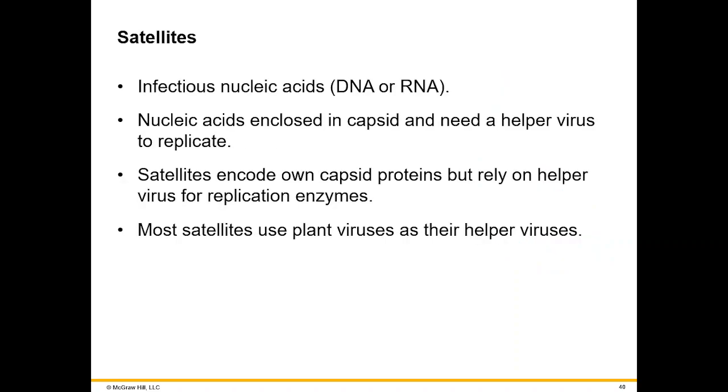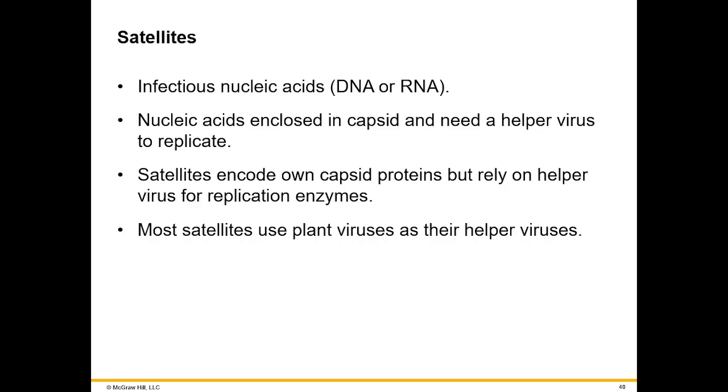And we have the satellites. These are infectious nucleic acids like DNA or RNA, just like the viroids. They are nucleic acids encoded in a capsid, and they need a helper virus to replicate. So they piggyback on a helper virus, but they encode their own capsid proteins.